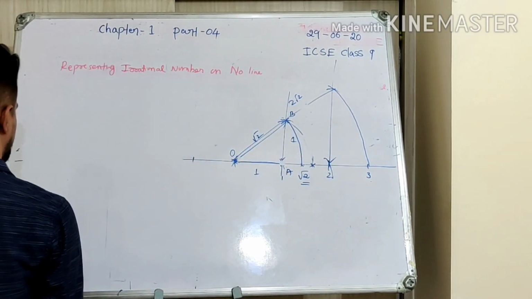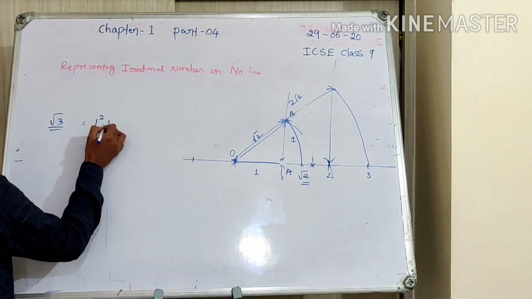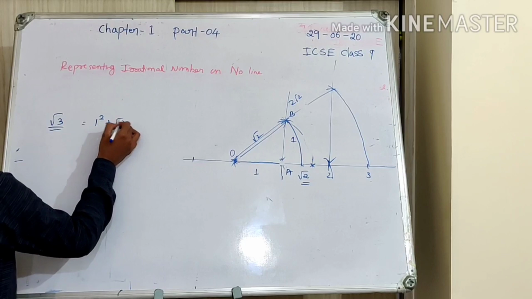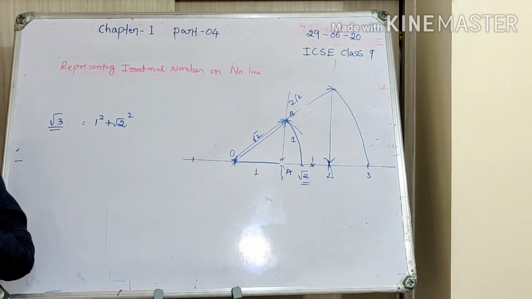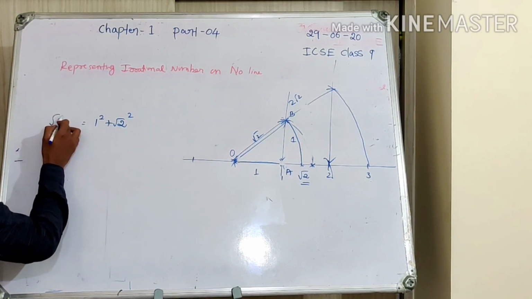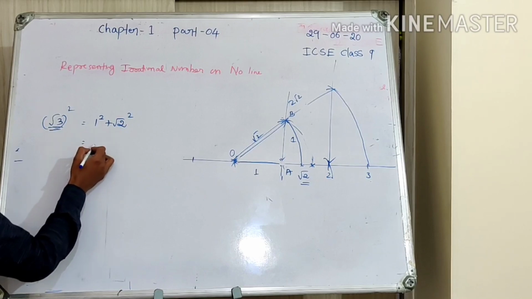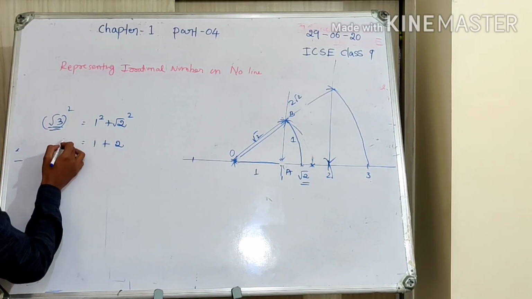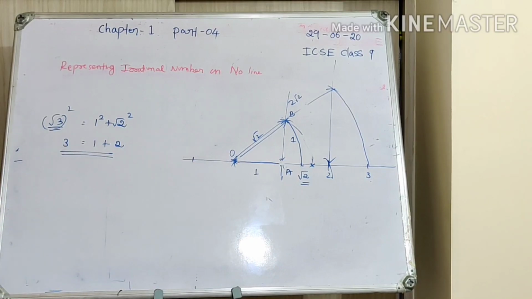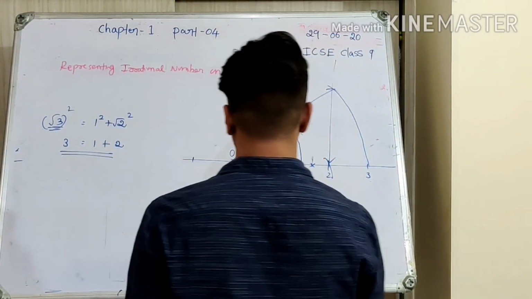I have a simple logic now. For root 3, I want to have 1 square plus root 2 square. Are you understanding? So root 3 square should be equal to 1 square plus root 2 square. So what is 1 square? 1 square is 1, root 2 square is 2, and root 3 square is 3. They will be equal, right? So what will you do? That's the question. Some extension of this method.